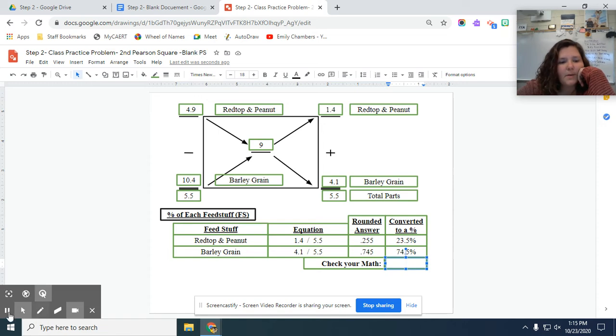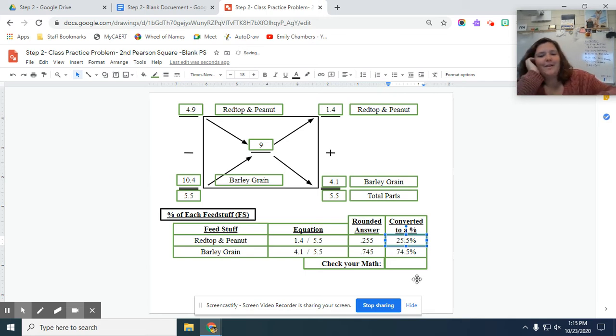Of course, I messed up somewhere. I thought my math was wrong. It wasn't. I just typed this wrong. So 25.5 plus 74.5 equals 100. So we have 100%, and we know that's right.